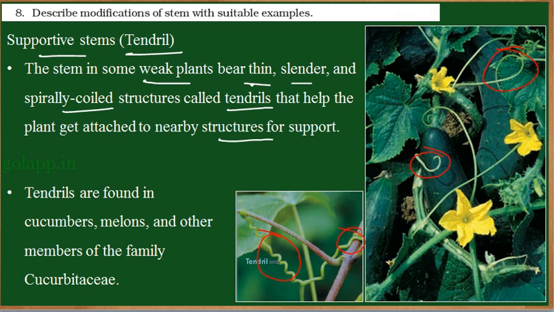So tendrils are thin, slender, spirally coiled structures. They are seen in certain weak plants whose stem is very thin and which need support to grow. In those plants, tendrils attach themselves to a nearby support and give strength for the plant to grow. Tendrils are found in plants such as cucumber, melons and other plants which belong to the family Cucurbitaceae. So tendrils are supportive structures. They look like a spring. They bind or attach themselves to a nearby structure to provide support.